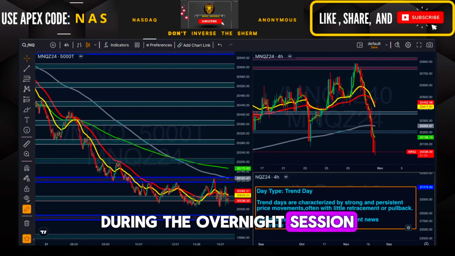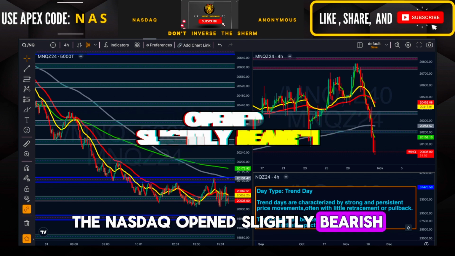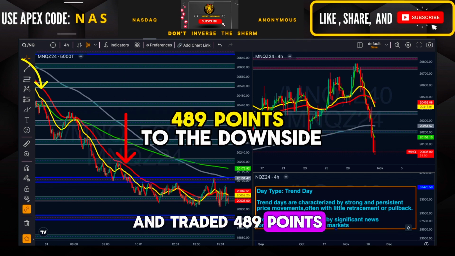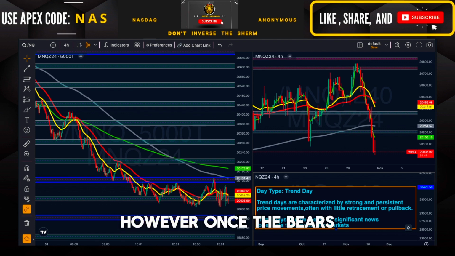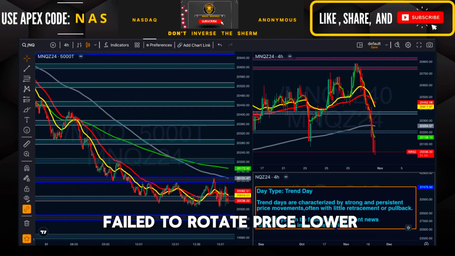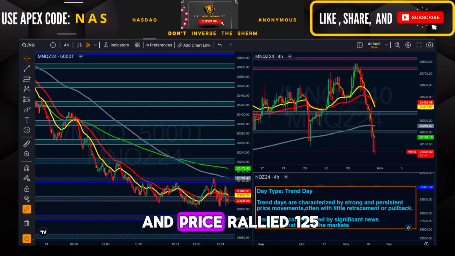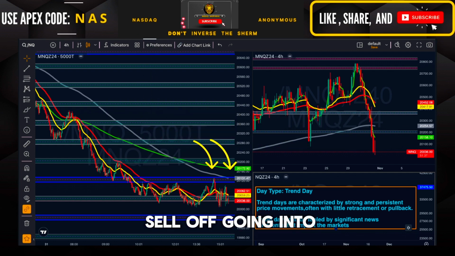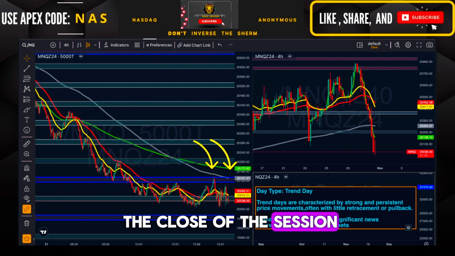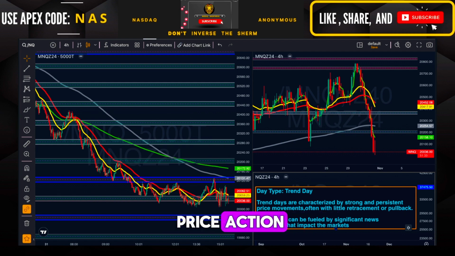During the overnight session, the Nasdaq opened slightly bearish and traded 489 points to the downside into a previous area of support. However, once the bears failed to rotate price lower, the bulls stepped in and price rallied 125 points to the upside, seeing a slight sell-off going into the close of the session. And based on this price action, here's what I'm going to be looking for.